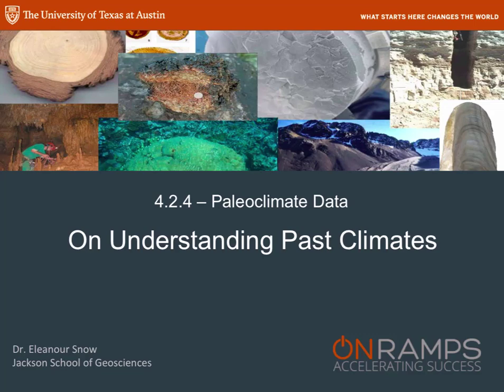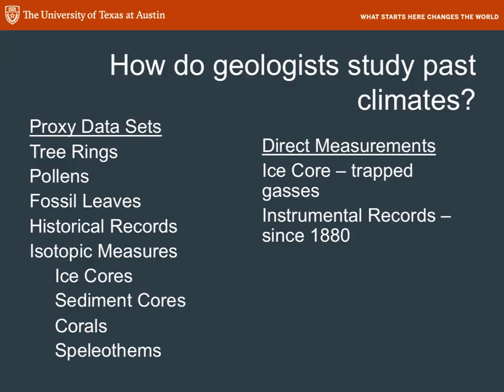This is a brief introduction to the kinds of data that scientists use to understand paleoclimates. There are really two kinds of data. The most common are proxy data sets. Proxy simply means that it is a measure of something that responds to climate. So tree rings grow wider in very good growing conditions and narrower in years where growing conditions are poor. So it's measuring something that responds to climate, but it isn't a direct measurement of climate.